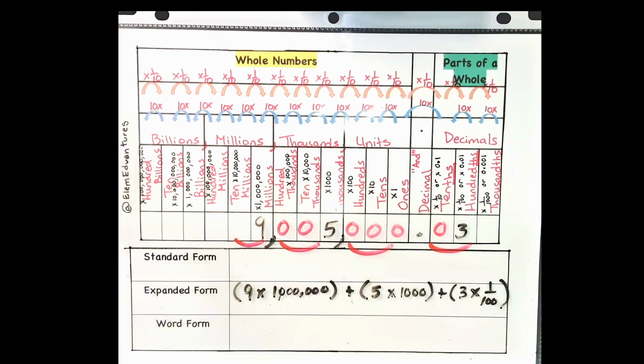How'd you do? This number was huge. The number that is on the place value chart is showing 9,005,000 and 3 hundredths.